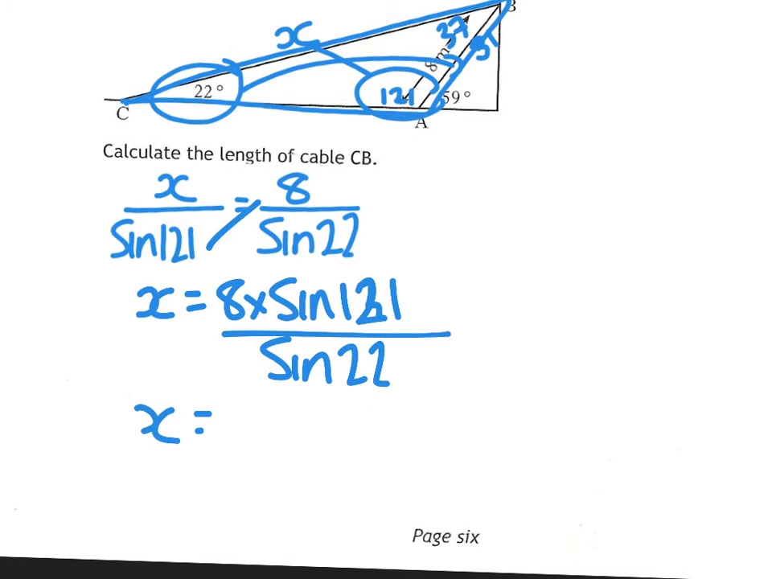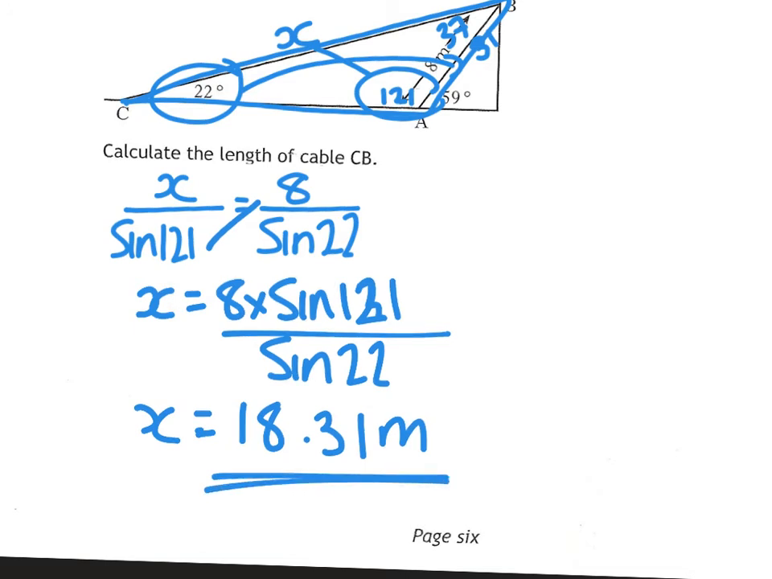And if I type that in, 8 sine 121 gives us 18.31. And it was in metres, so the cable's 18.31 metres. They've not mentioned any kind of rounding, so that will do.